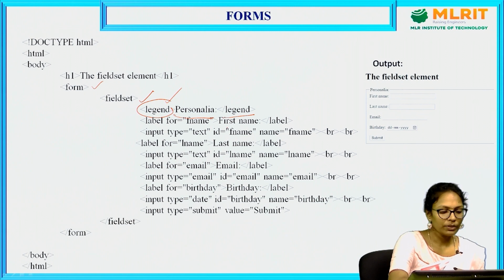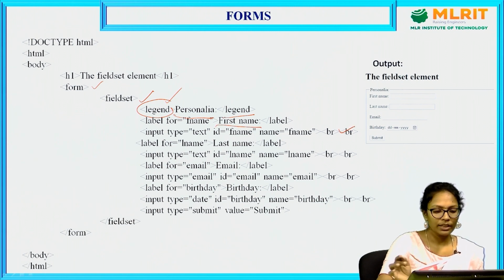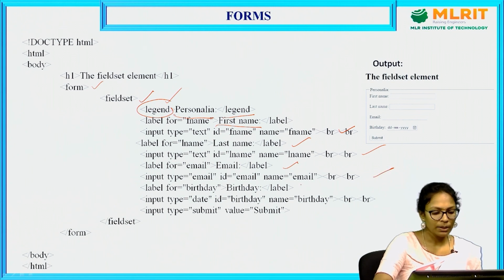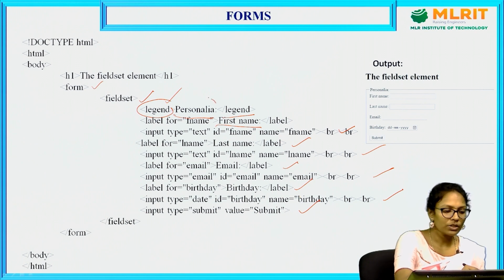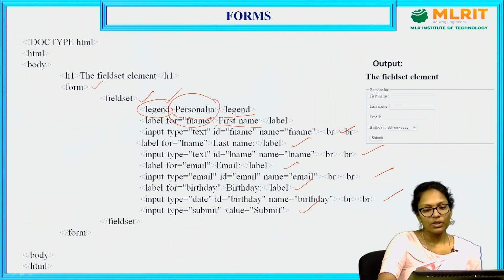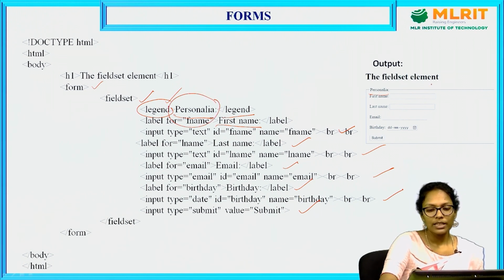After that you can write normal form tags. Label for first name, you're creating a text field, last name text field, email ID text field, birthday a date field, and followed by one submit button. All these details will be kept in a box. What is that box name? The box name is personal. So this is the output. See, the fieldset element heading I have given, and it has created a box and the box name is personal.